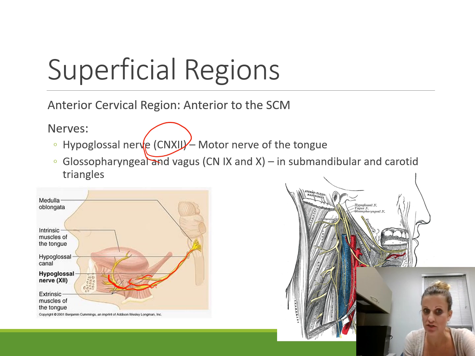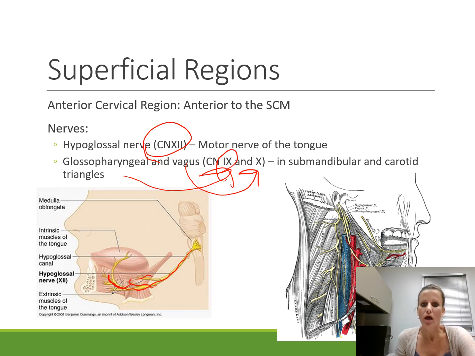The glossopharyngeal nerve and vagus nerve, so the glossopharyngeal is 9 and the vagus nerve is 10, are also present in the submandibular triangle and the carotid triangle. So looking over here, the glossopharyngeal and vagus nerves you can see coming down right here. Ouch, I'm sorry. I think that's all we can see there.